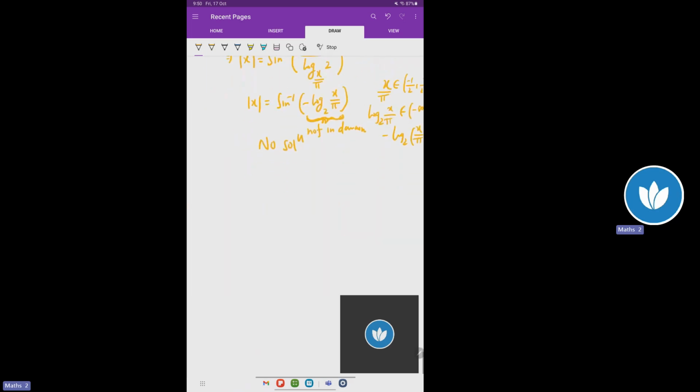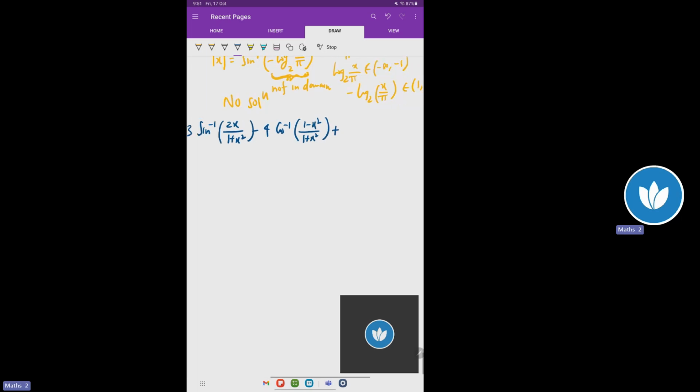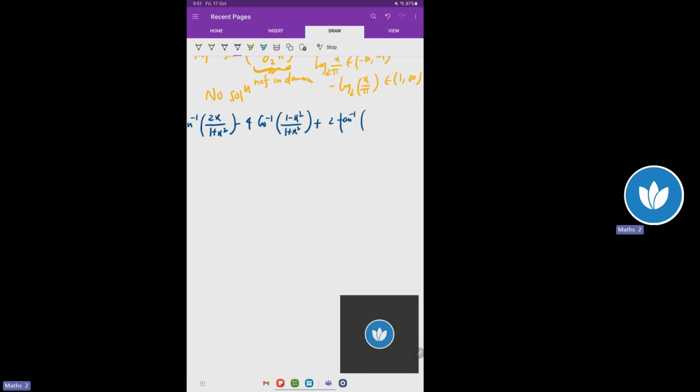Now let's move to the next question, question number 25. In question number 25, we have 3 sine inverse of 2x upon 1 plus x square, minus 4 cos inverse of 1 minus x square upon 1 plus x square, plus 2 tan inverse of 2x upon 1 minus x square, equals pi by 3.